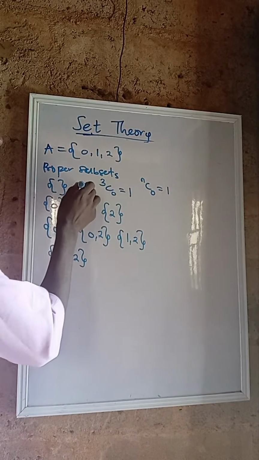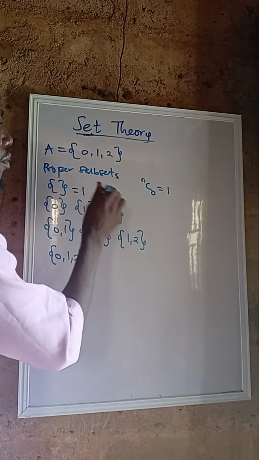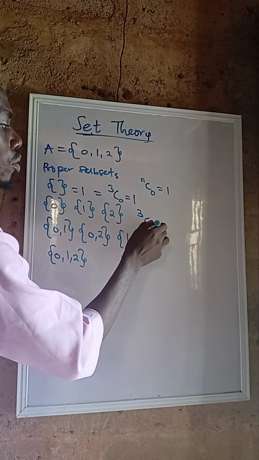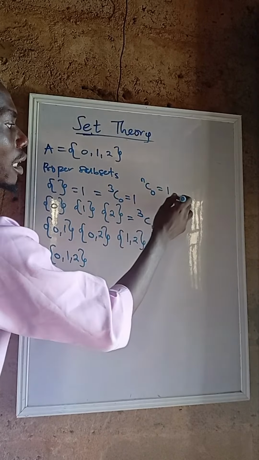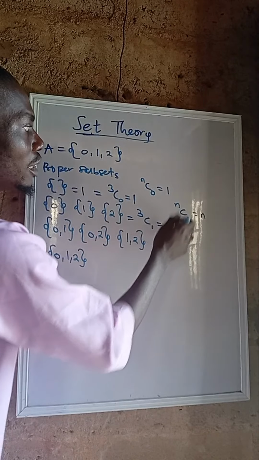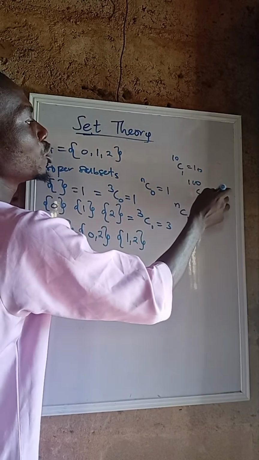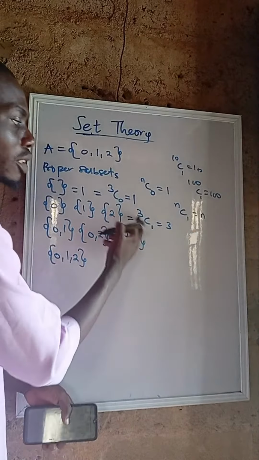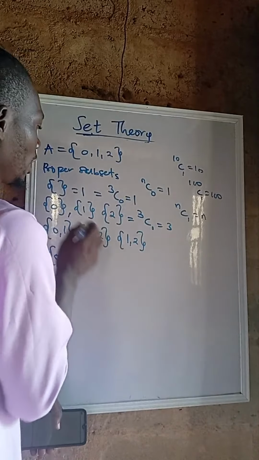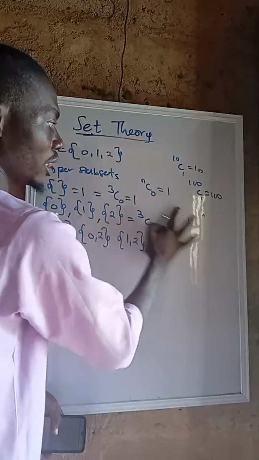So how many do I have here? It is just 1. Now this one I'm taking 1, 1. That will be 3 combination 1. You should know that n combination 1 is n. So 3 combination 1 will be what? 3. Just like 10 combination 1 will be 10, and 100 combination 1 will be 100. So 3 combination 1 is 3. That means if I'm taking it 1, 1, I will have 3 single-element subsets.